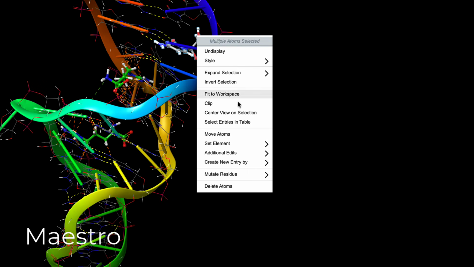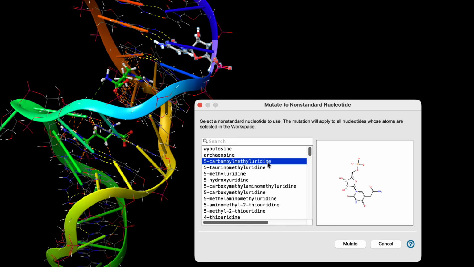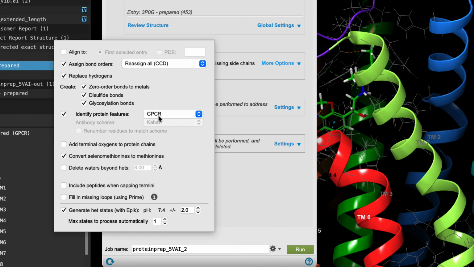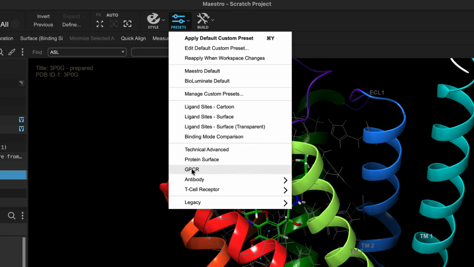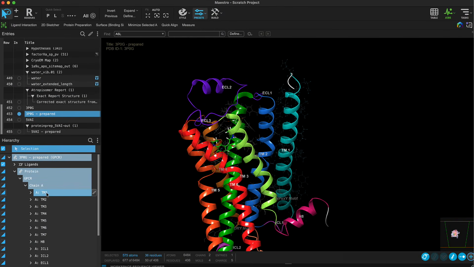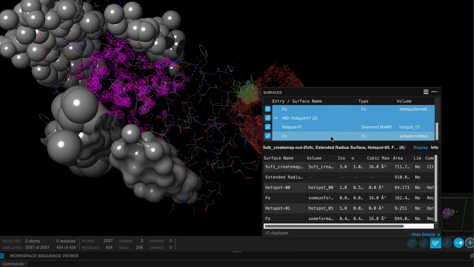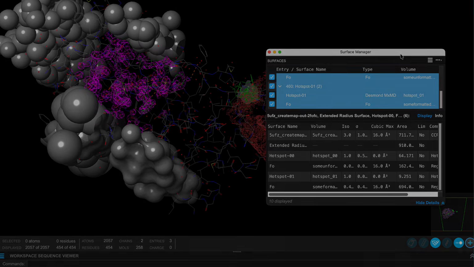In Maestro, right-click a DNA or RNA residue to choose from roughly 100 naturally occurring modified nucleosides in a searchable panel with 2D previews. For GPCRs, protein preparation workflow annotations now flow into a dedicated preset and GPCR structure hierarchy, simplifying inspection of transmembrane regions, loops, and key motifs. Manage Surfaces adds side-by-side comparison into a sortable info tab, and the panel can float outside the main window to keep the 3D view clear.